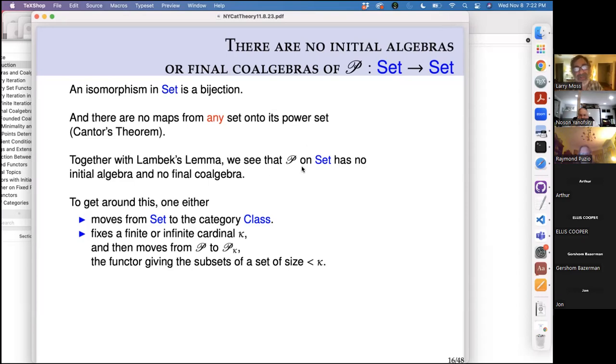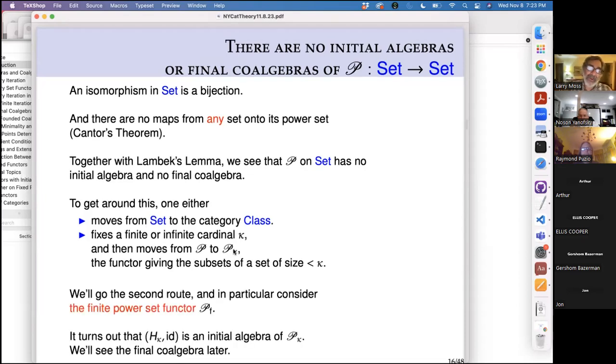Now, to get around this, supposing you really like final coalgebras, and some of us do, you can move the goalposts by changing Set to a category of classes, which I don't want to talk about. The next move is that you take a cardinal, let's say kappa, which could be a finite or an infinite cardinal, and you change the power set functor. Instead of giving you all subsets, you take only the subsets of size less than kappa. That's also a functor, with the same action on morphisms.